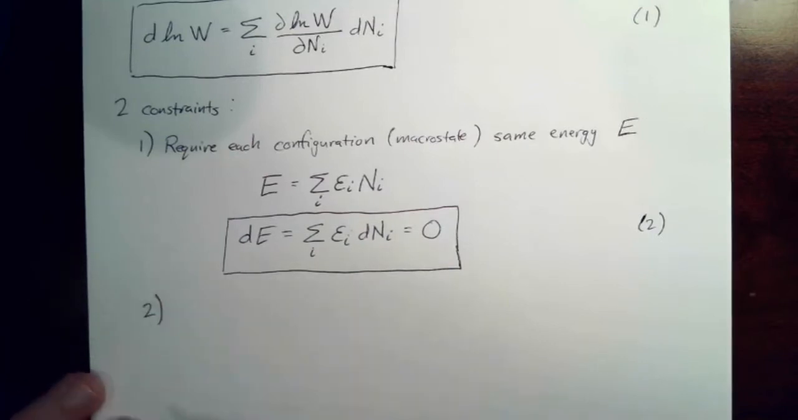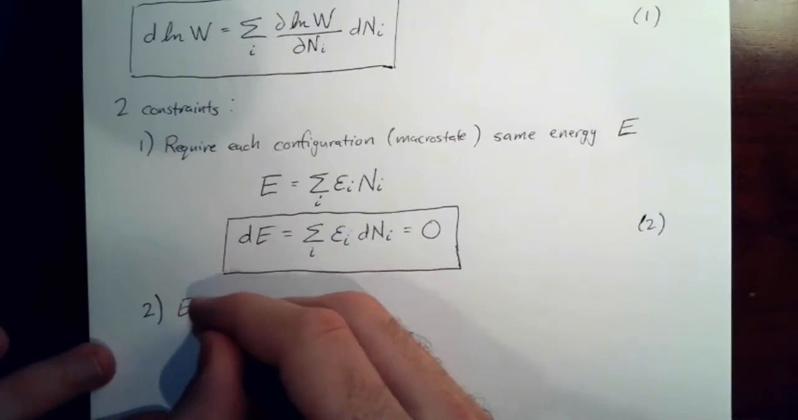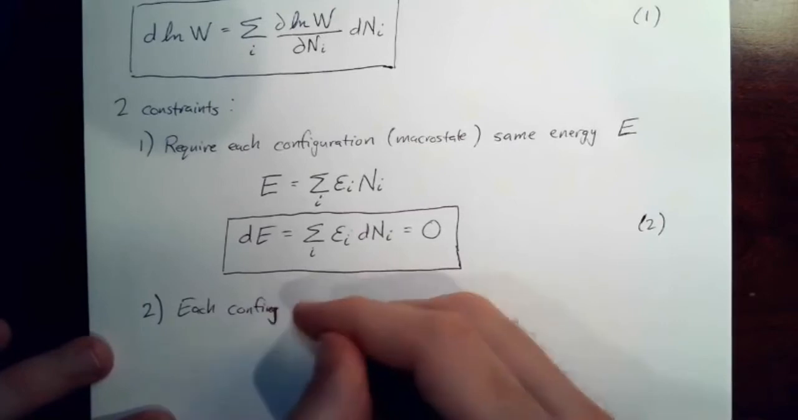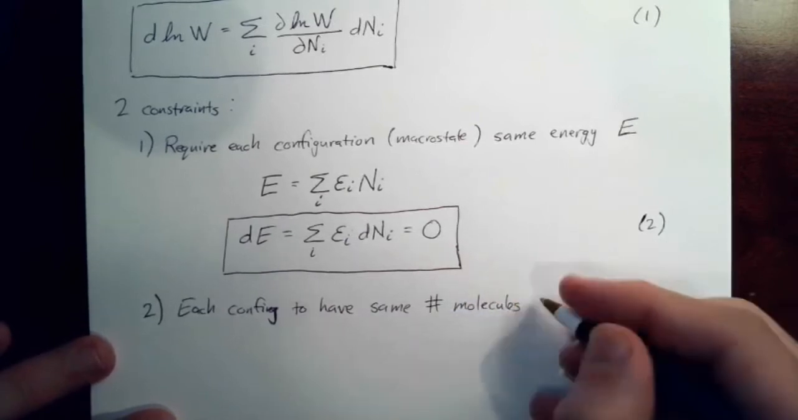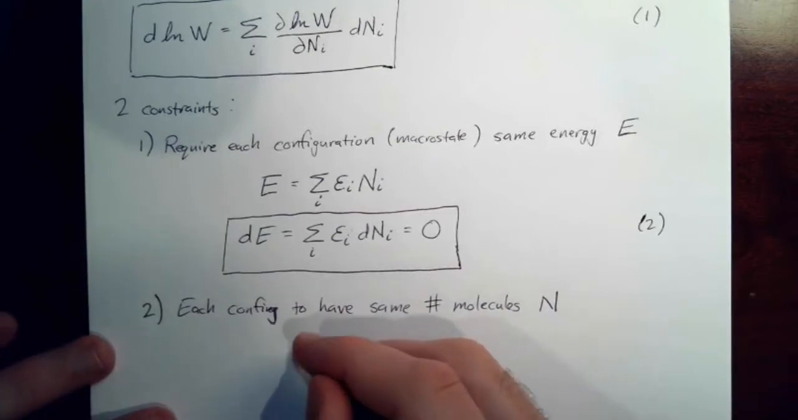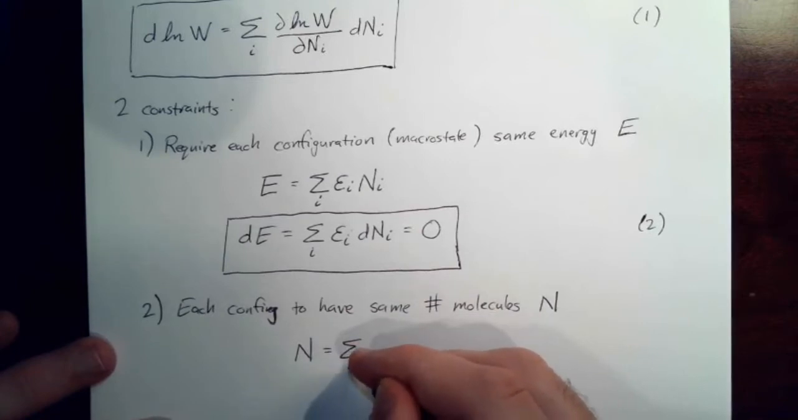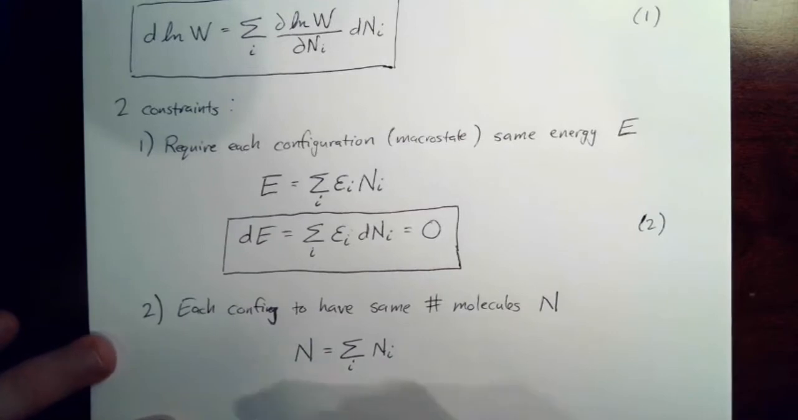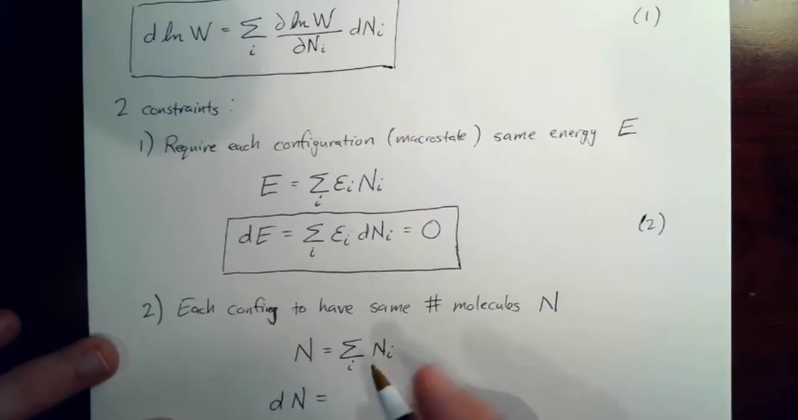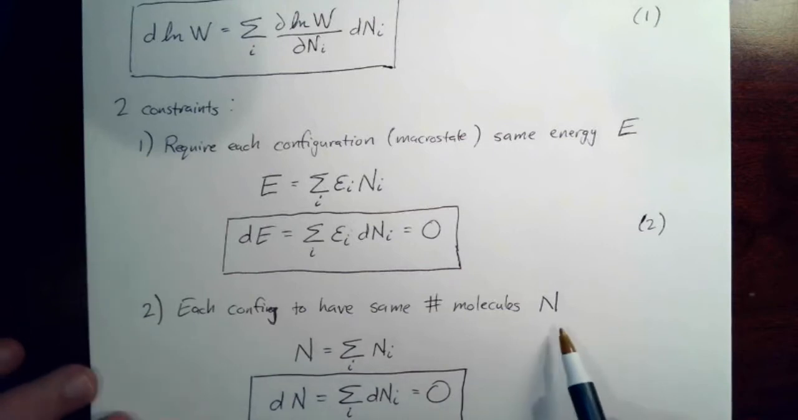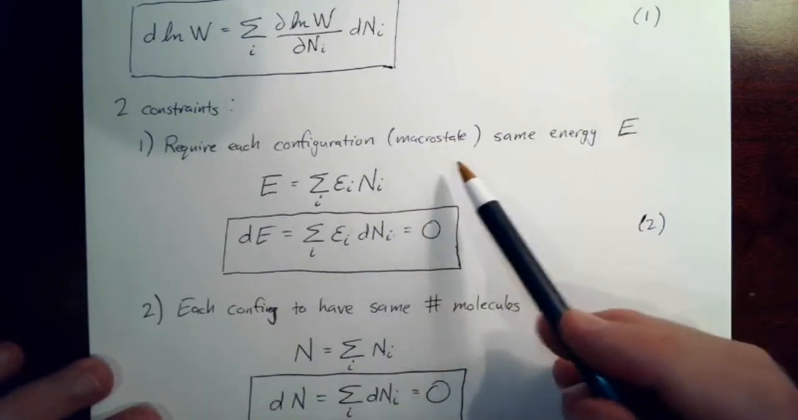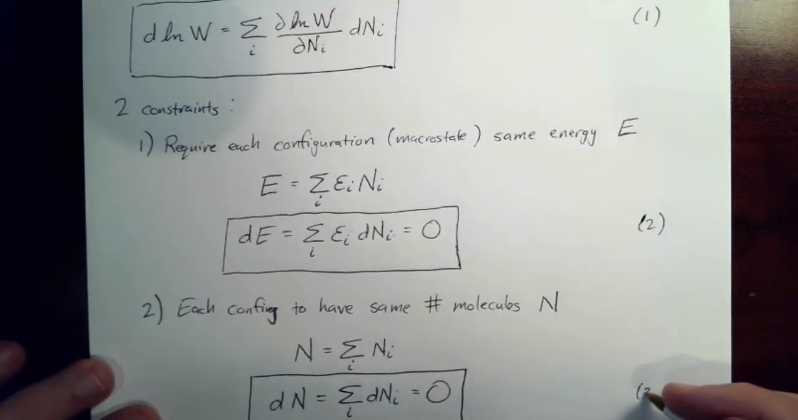Our second constraint is on the number of molecules. We want each configuration to have the same number of molecules, which we call N. All right, so writing that, N is equal to just the definition that we saw before, the sum of all the Ni's. And once again, if I take the differential, the left-hand side is 0. The differential of the right-hand side, the differential of a sum is the sum of differentials. Okay, and so we need this to be true in order for the number of molecules to be the same in each macro state. We need the previous one to be true in order for each macro state to have the same energy. All right, so I'm going to call this equation 3.